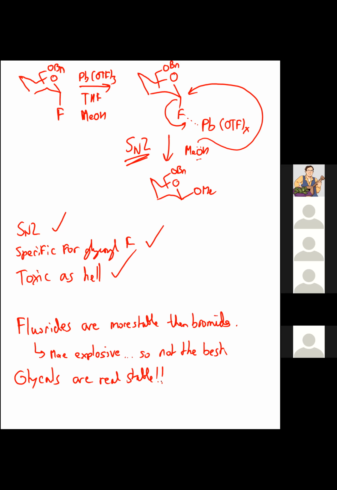So if you had the beta fluoride, I'm assuming you would get the alpha product. Yeah, it's SN2. And what does it say in the second check mark? Specific for glycosyl fluoride.